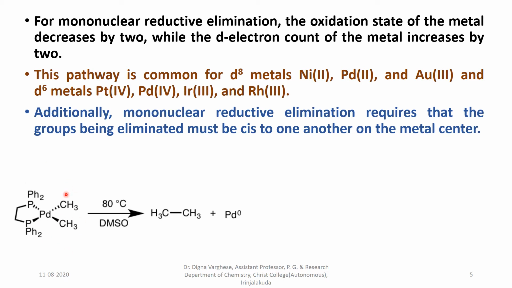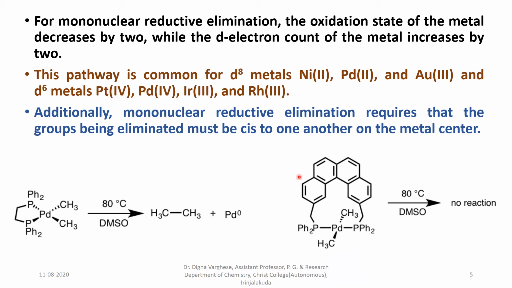For example, here with palladium, the reductive elimination occurs to give an ethane molecule at 80 degrees Celsius in dimethyl sulfoxide. It forms ethane and palladium metal. This is a reductive elimination reaction. And in the case of the presence of a bulkier ligand here, with the same reaction conditions and the same solvent, no reaction occurs, because here the groups are not in a cis position, so no reductive elimination occurs.